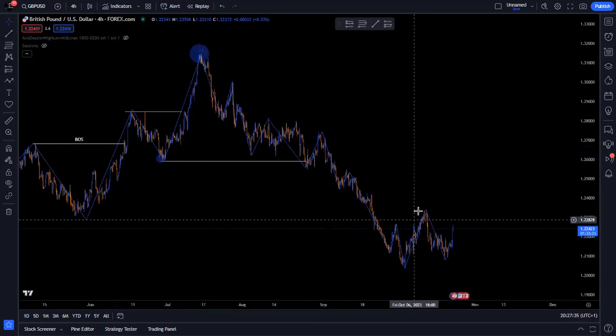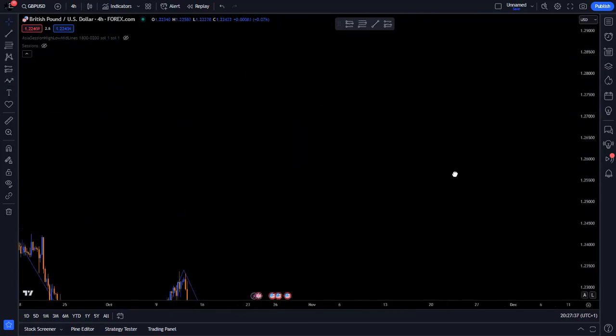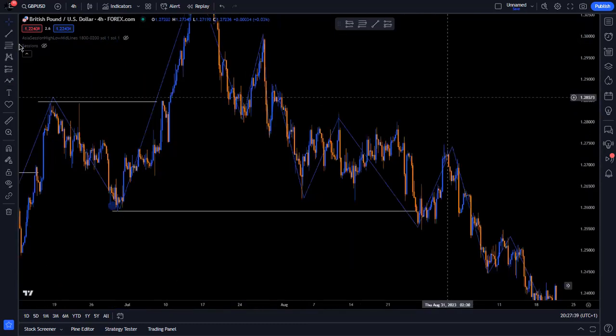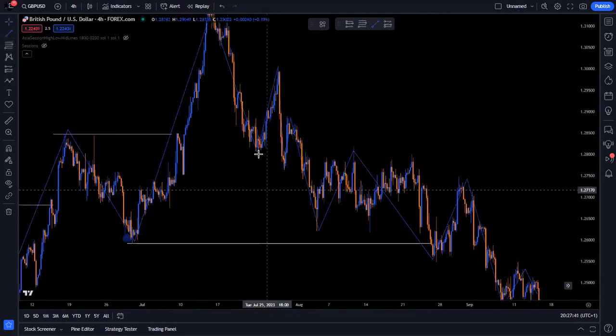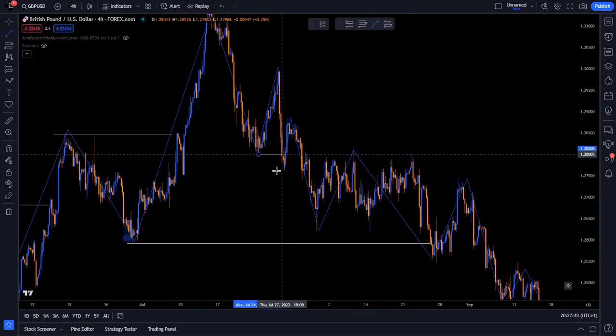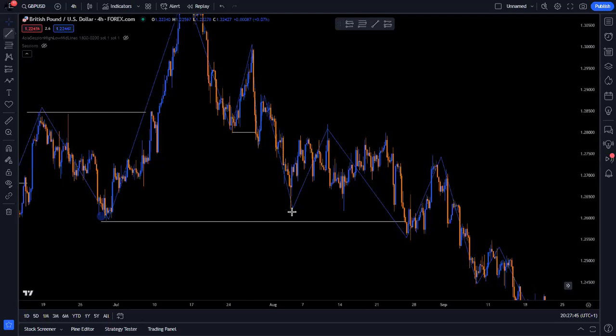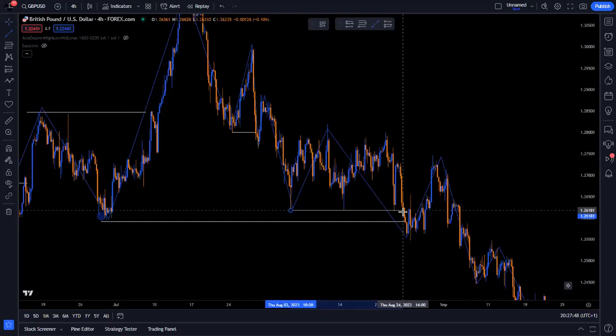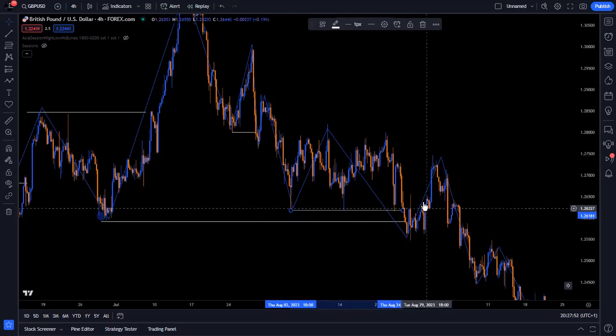Something happened at this point. Now, analyzing this downtrend structure here, we have what? A break of structure right here. A break of structure right here. We have what? Another break of structure that occurred here. So at this point is where we have the break of structure.